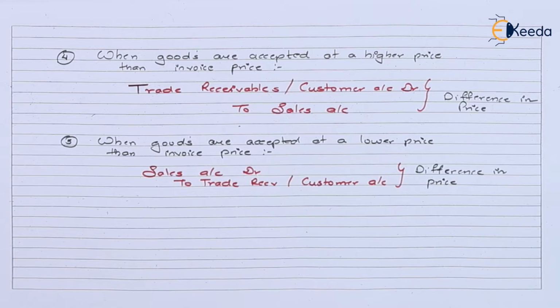Sales account debit to trade receivables or customer account, and here the amount will be the difference. So if it was marked as 120, however you have sold it at 100, that difference will be marked here. Let's figure out the next entry now.